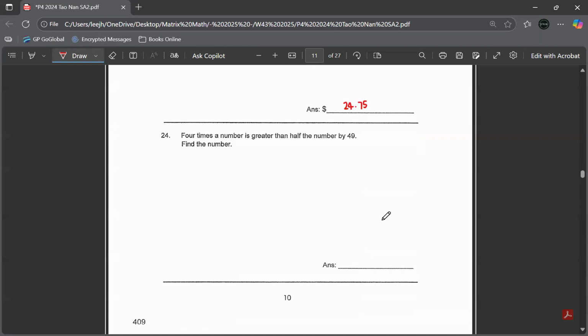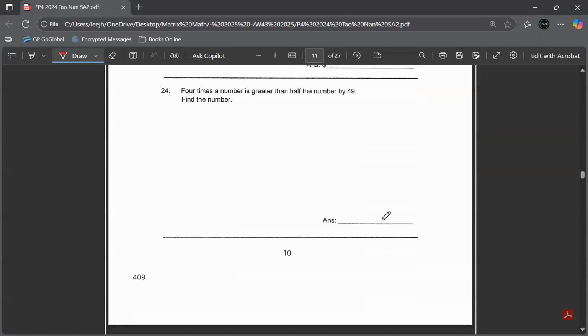Question number 24. 4 times a number is greater than half the number by 49. Find the number. Okay, so 4 times the number. I don't know this number, but it is 4 times, so I draw 4 units. It is greater than half of the number by 49. I want to find that number.